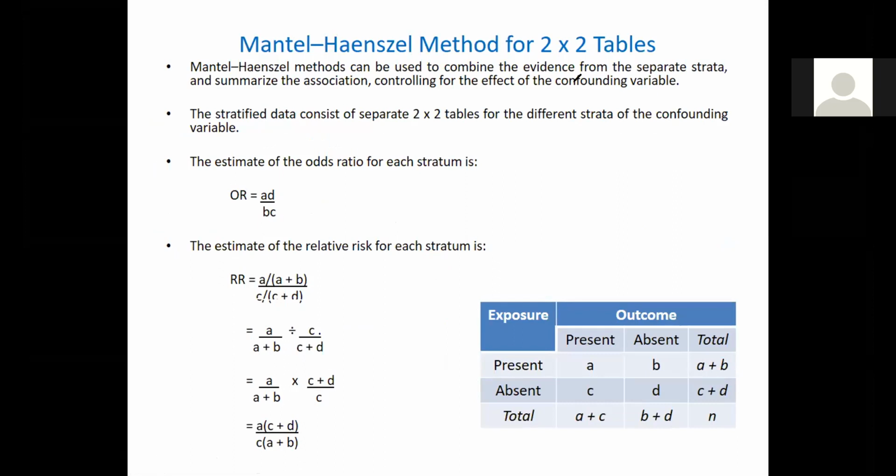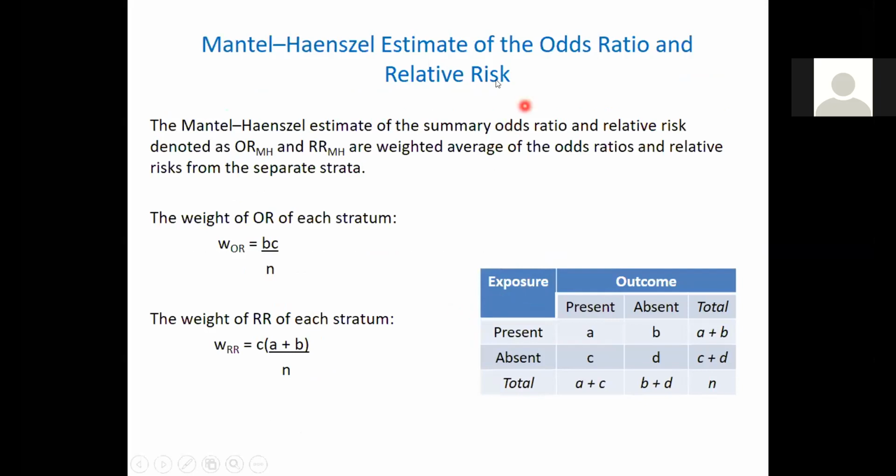Sometimes when you just put formula, people find it difficult to understand. But if you break it down with a normal life example, you easily conceptualize it. Now, this slide. If you want to put weight now, the Mantel-Haenszel estimate of the summary odds ratio and relative risk denotes this, the weighted average, because that's the question Dr. Abasi was asking. How do you get the weight?